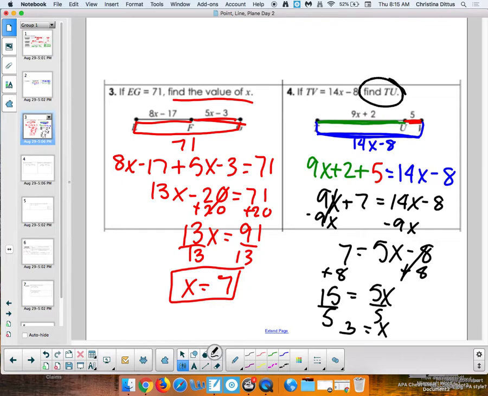Okay, here's the super tricky part. Up here it says find TU. So I need X, but my answer I want to be TU. TU is my green part. It says it's 9x plus 2. So if I know X is 3, how can I help find 9x plus 2? Multiply the 9 with 3. Yeah, just plug in my 3. So we're going to plug in 9 times 3 plus 2, because this is what we're looking for. 9 times 3 is 27, plus 2 is 29. So TU equals 29.